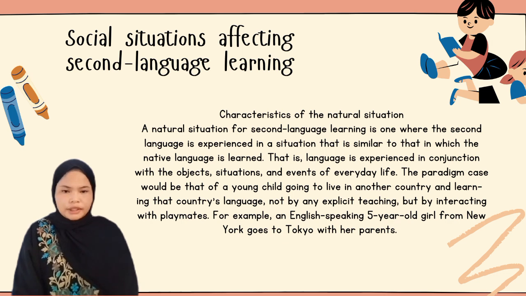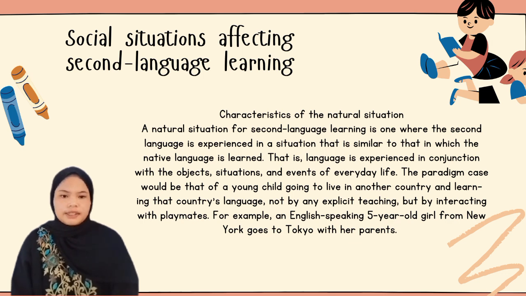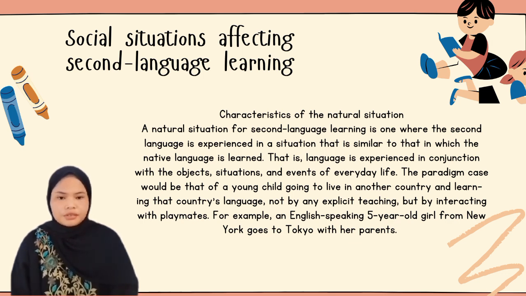Okay, social situation affecting second language learning. There are many social situations in which a second language is learned. Basically, we can cover the most important of them according to three categories: the natural, the classroom, and communicative context. The natural situation. Characteristic of the natural situation. A natural situation for second language learning is one where the second language is experienced in a situation that is similar to that in which the native language is learned.